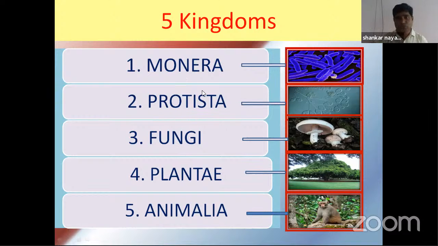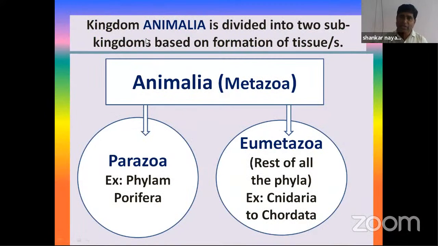Okay, so the last kingdom is Animalia. The kingdom Animalia is divided into 2 subkingdoms. Based on what? Based on tissues. Based on tissues, the Animalia kingdom is classified into 2 subkingdoms, Parazoa and Eumetazoa. See here, Parazoa and Eumetazoa. This Animalia is also called Metazoa.